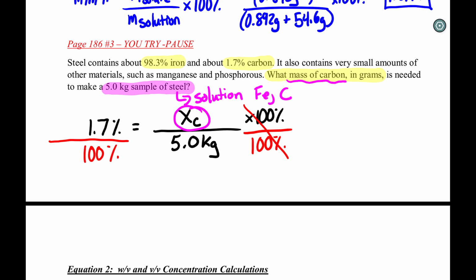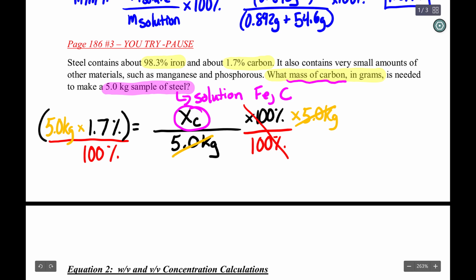I then need to move the 5 kilograms to the other side. It's being divided by my unknown value, so the opposite operation of division is multiplication. So I'm going to have to multiply both sides by 5 kilograms in order to move that to the other side. So the 5 kilograms cancels with the 5 kilograms. So now what I have is the mass of the solution times the percentage of carbon, all divided by 100%.